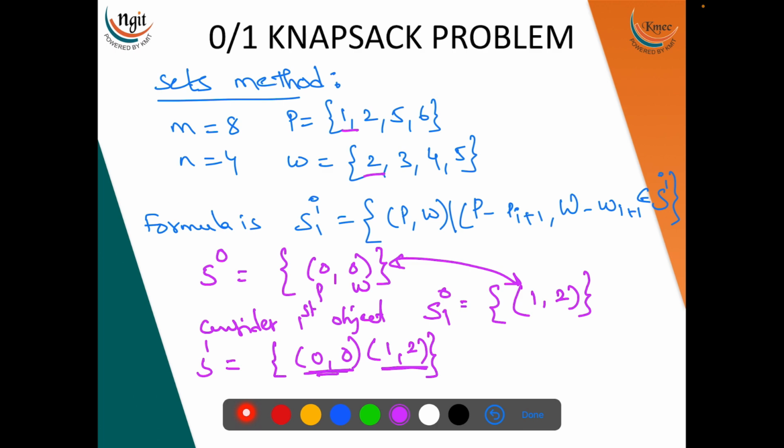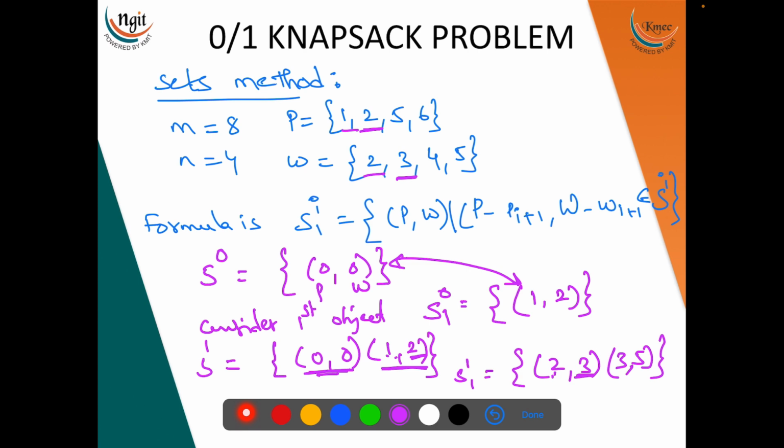Now again S1 dash is equal to, after you place the first object, now you can place the second object too. The second object, profit and weight, is 2 comma 3. And this is the addition of both. That means 2 plus 1 is 3. 3 plus 2 is 5. This is the set. Yes, S1 dash set is 2 comma 3, 3 comma 5.